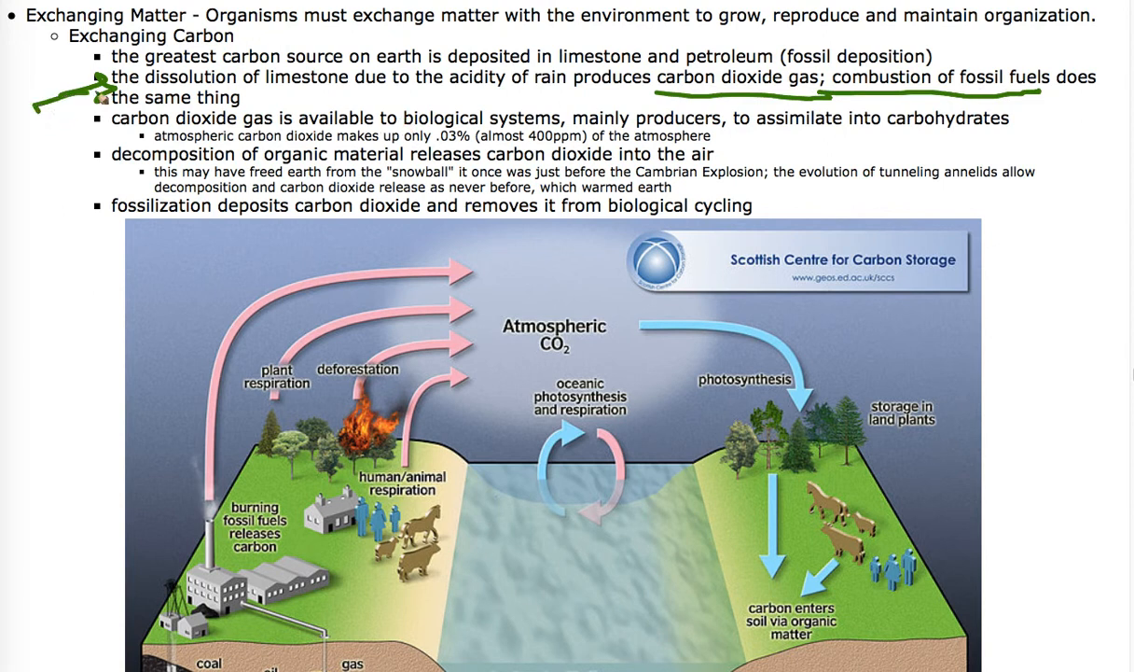Now, it has a huge impact on Earth, but it turns out that living things themselves, not counting the rocks and petroleum, are exchanging carbon between each other. Carbon dioxide gas is available to biological systems, mainly producers, from the air. Atmospheric carbon dioxide makes up about 400 parts per million and climbing in the atmosphere. It's about 415 right now and climbing.